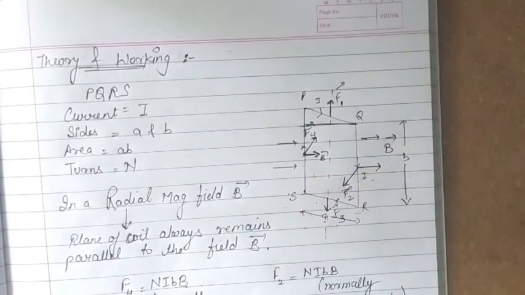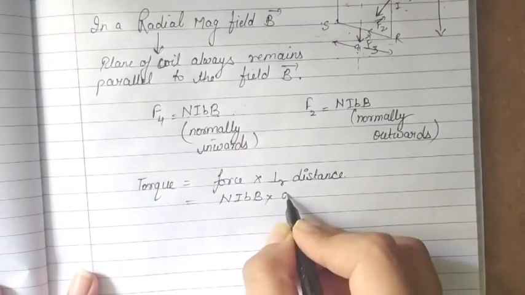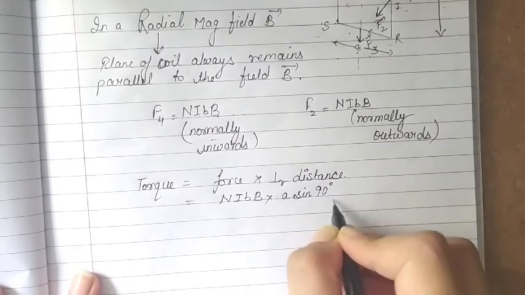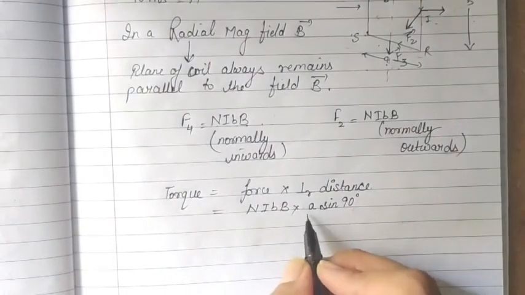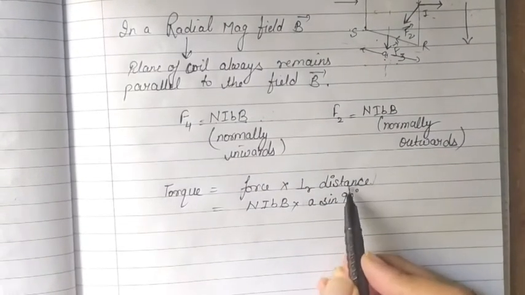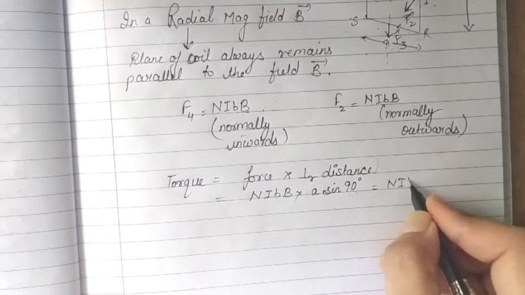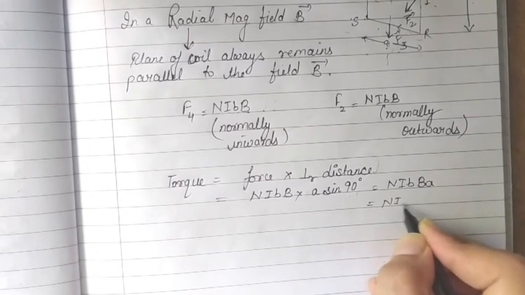When we find it, if theta is the angle between length and field, then this value of perpendicular distance will be A sine theta, and here theta is equal to 90 degrees. To get this concept, please check the previous video once, where we have calculated this perpendicular distance completely. So we get this perpendicular distance as A sine theta, and here theta is equal to 90 degrees. On solving this, we get NIBA, and A times B is the area, so we get NIAB.